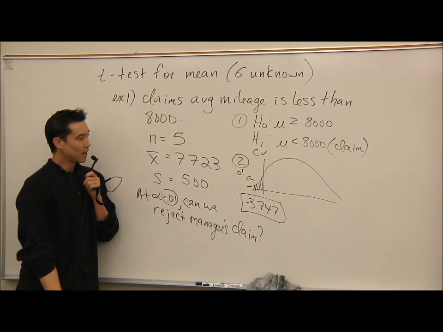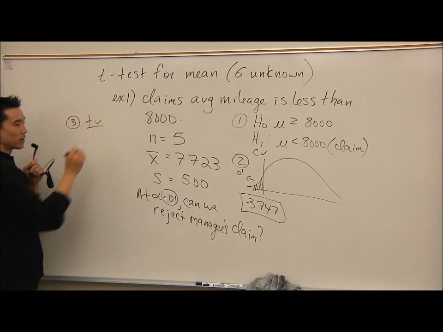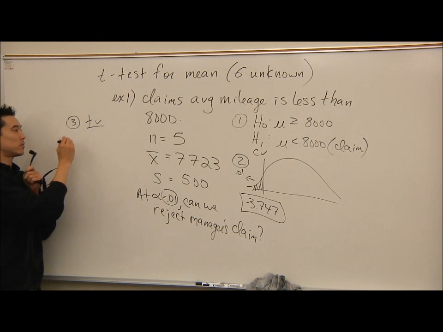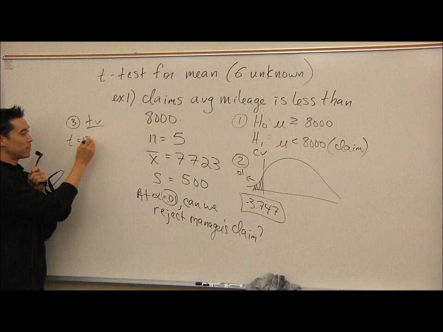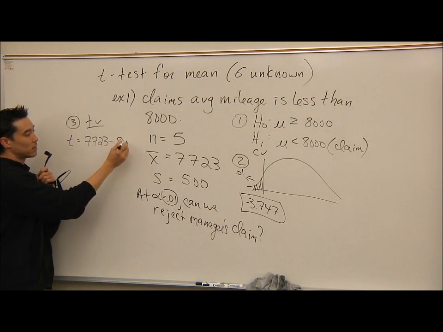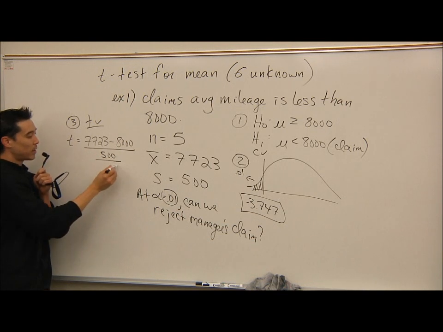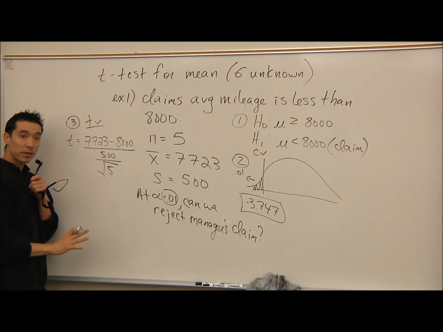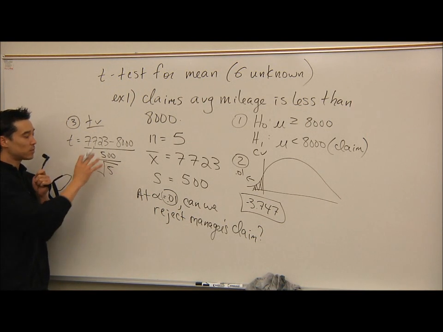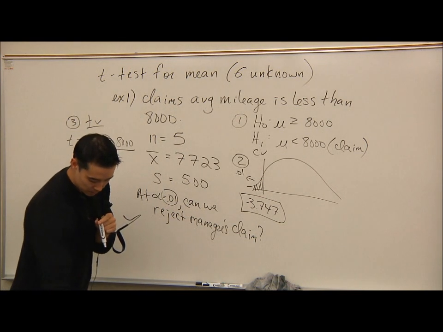Okay, let's move to step 3. I'll just put it over here. That's your test value formula. You guys have the formula in your notes. Plug in the values. t equals x bar 7723 minus the hypothesized 8,000 divided by 500 divided by square root of 5. Be super careful how you plug this into your calculator. There are so many places you can mess up, so just be really careful with the complex fraction. Let's plug this in and see what we get here.